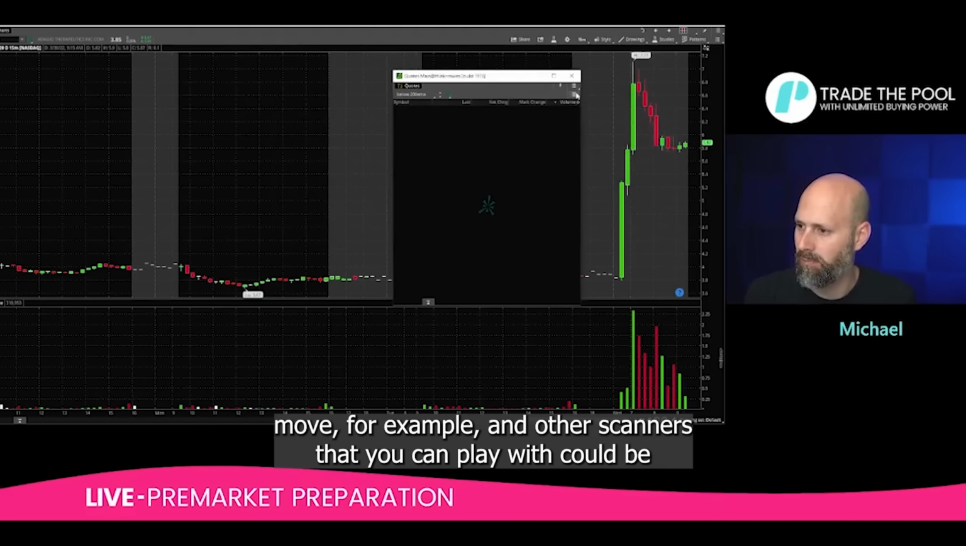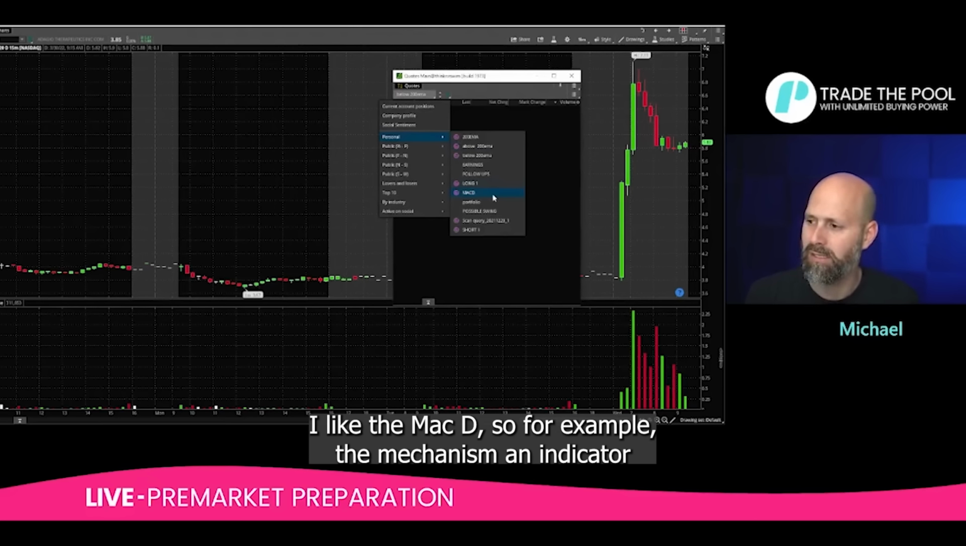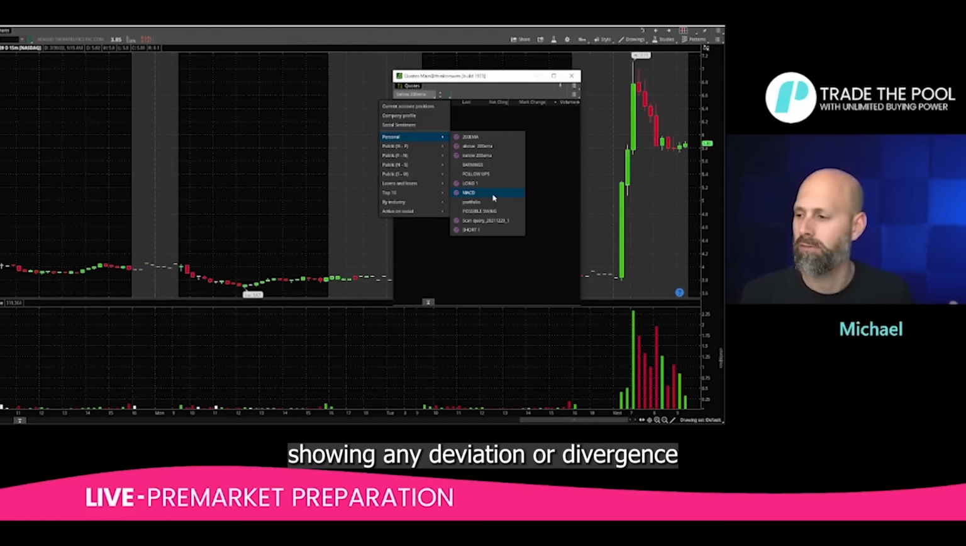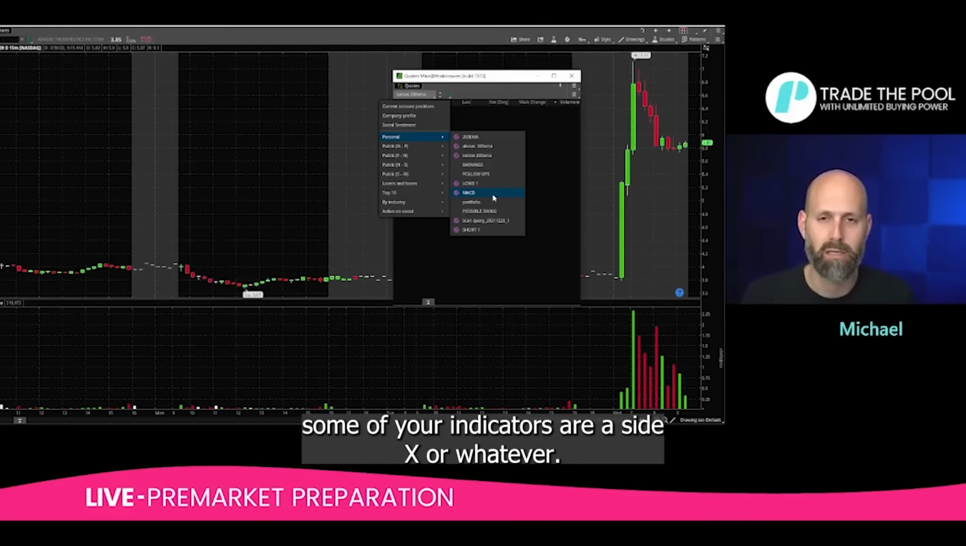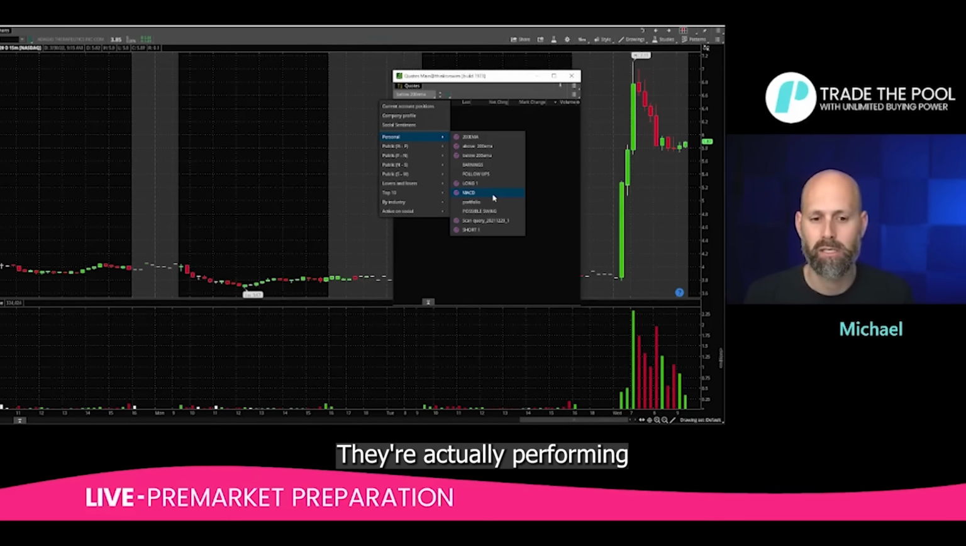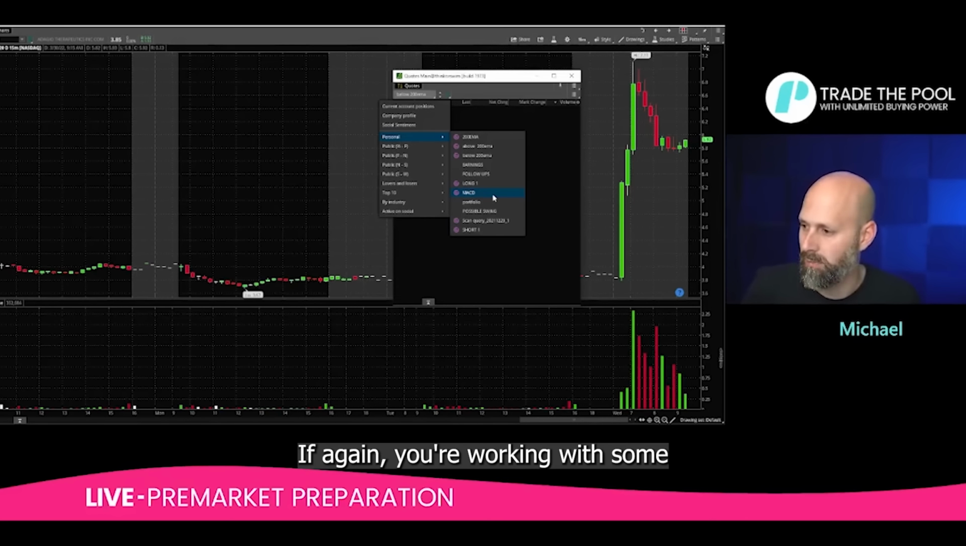Other scanners that you can play with could be specific ones like the MACD. The MACD is an indicator showing the divergence between two lows or two highs. So basically, if you're working with some of your indicators, RSI, ADX, or whatever, you can build a scanner that performs according to that, and then get the right stocks to trade, if again you're working with those indicators.